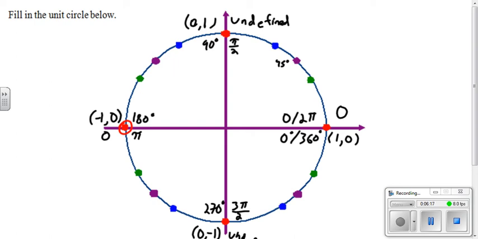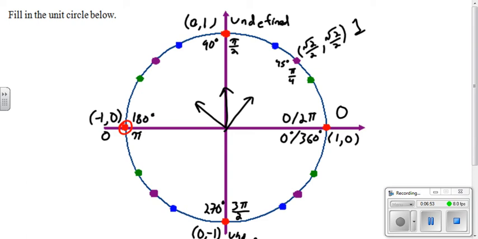45 degrees, we can convert to pi over 4 radians. Our coordinates here are going to be root 2 over 2 and root 2 over 2, in which case our tangent is root 2 over 2 over root 2 over 2, or we could just say 1. If we go another 45 degrees, we get to one that we've already done, so we don't have to worry about that.